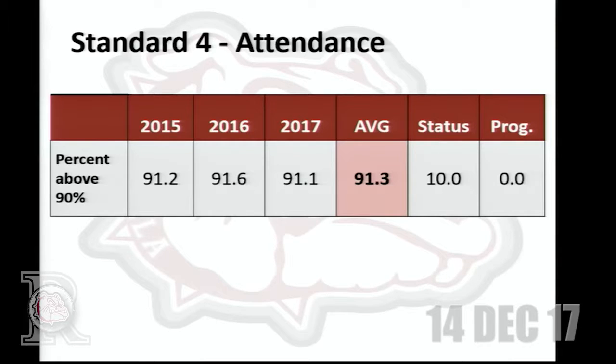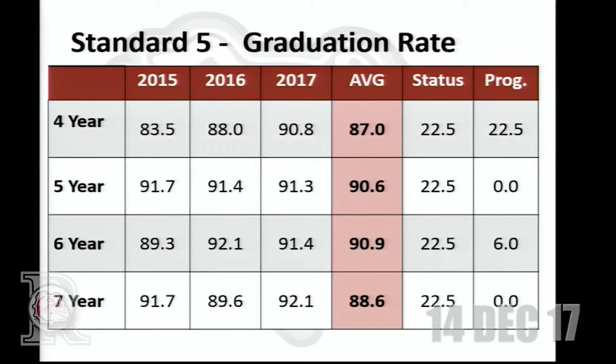Okay, standard 4 is attendance. You heard a lot about attendance during the school improvement program. These numbers on this chart represent the percent of students who are in attendance 90% of the time or more. So as a district for 2017, we had 91.1% of our kids here 90% of the time or more. A 3-year average of 91.3. The percentage to get full credit for this standard is 90%. So we're above that with 91.3. So with our status, we do earn all 10 points that are given for attendance.